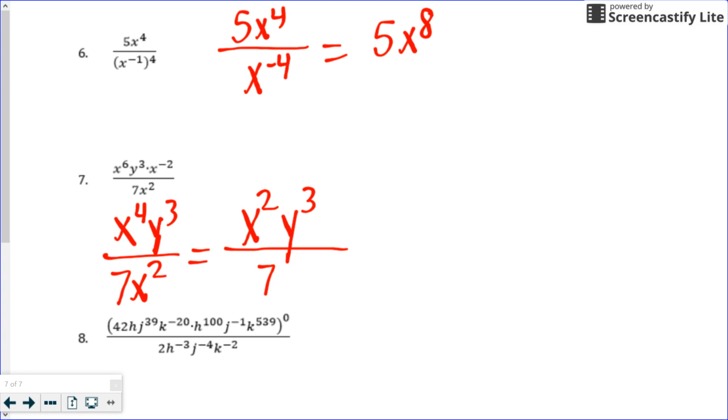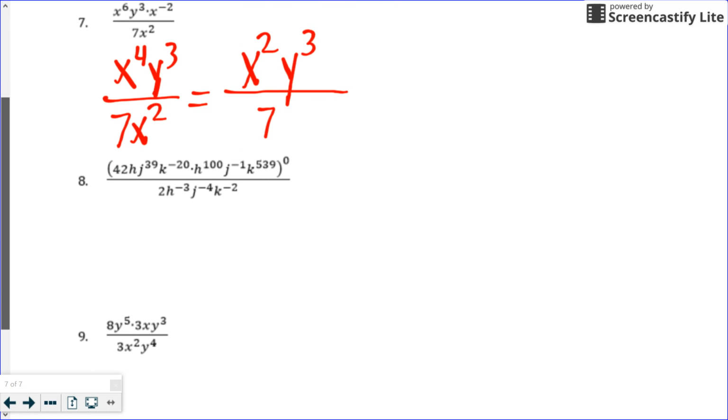All right, number 8. You've got a whole mess happening in that numerator. And on some of the quizzes, I saw you guys working a lot inside that numerator. Unfortunately, everything in this parentheses is raised to the 0 power, and anything raised to the 0 power is 1.